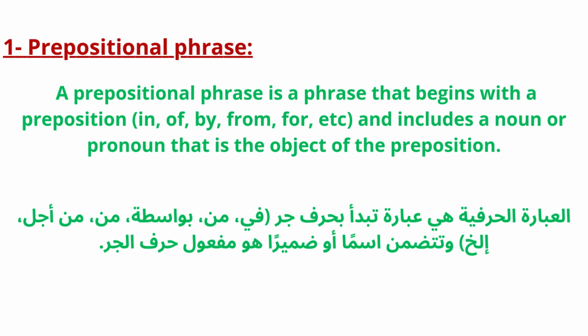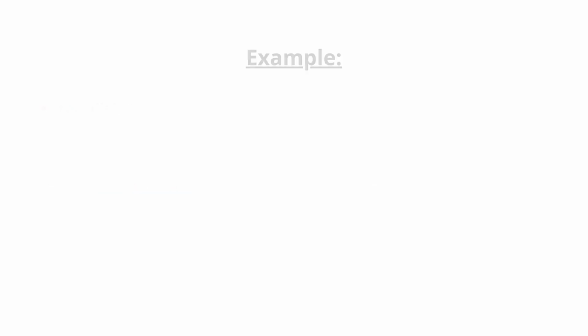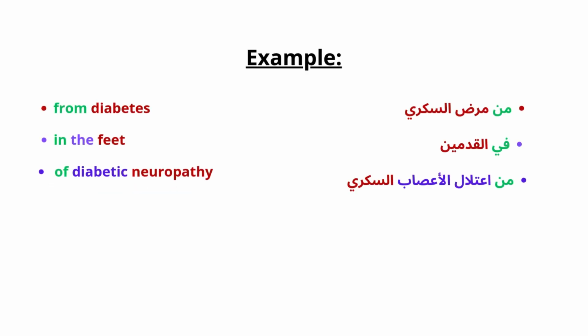The prepositional phrase, inshallah, will be the first one. A prepositional phrase is a phrase that begins with a preposition: in, of, by, from, for, etc., and includes a noun or pronoun that is the object of the preposition. Let's see the examples. We have here: from diabetes, in the feet, of diabetic neuropathy. So these are 3 examples for the prepositional phrase.